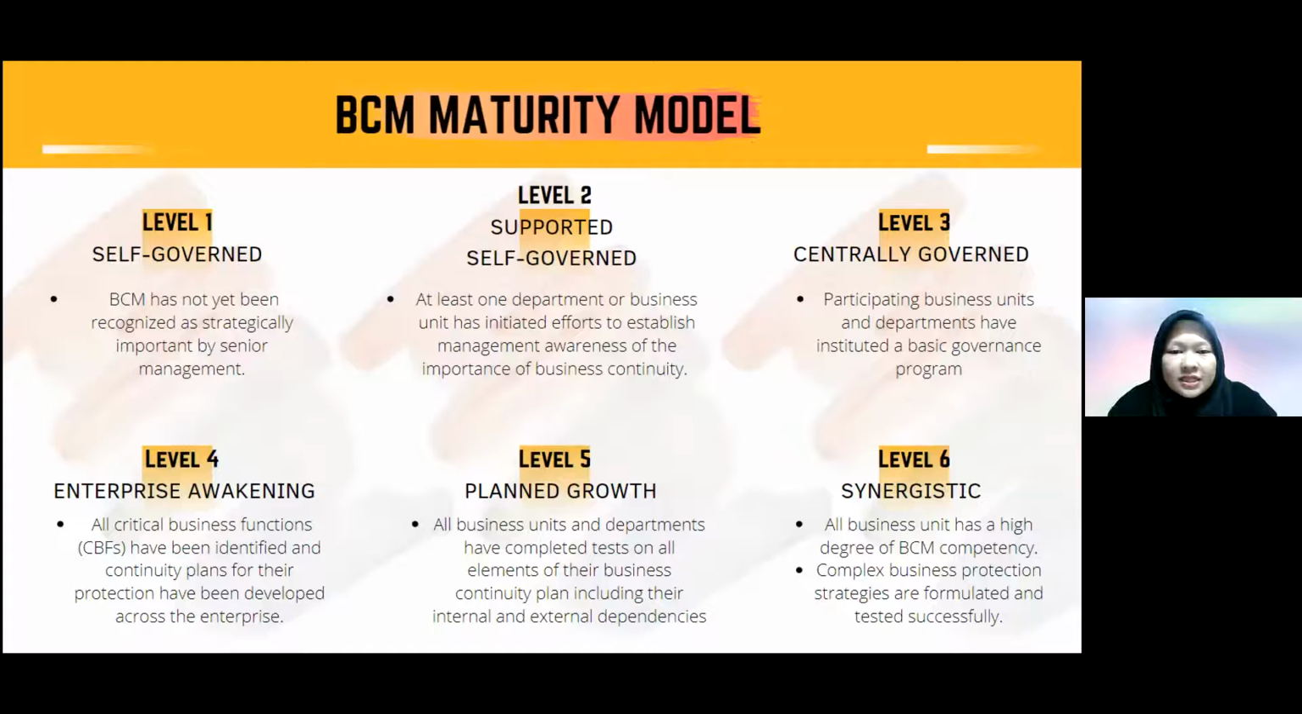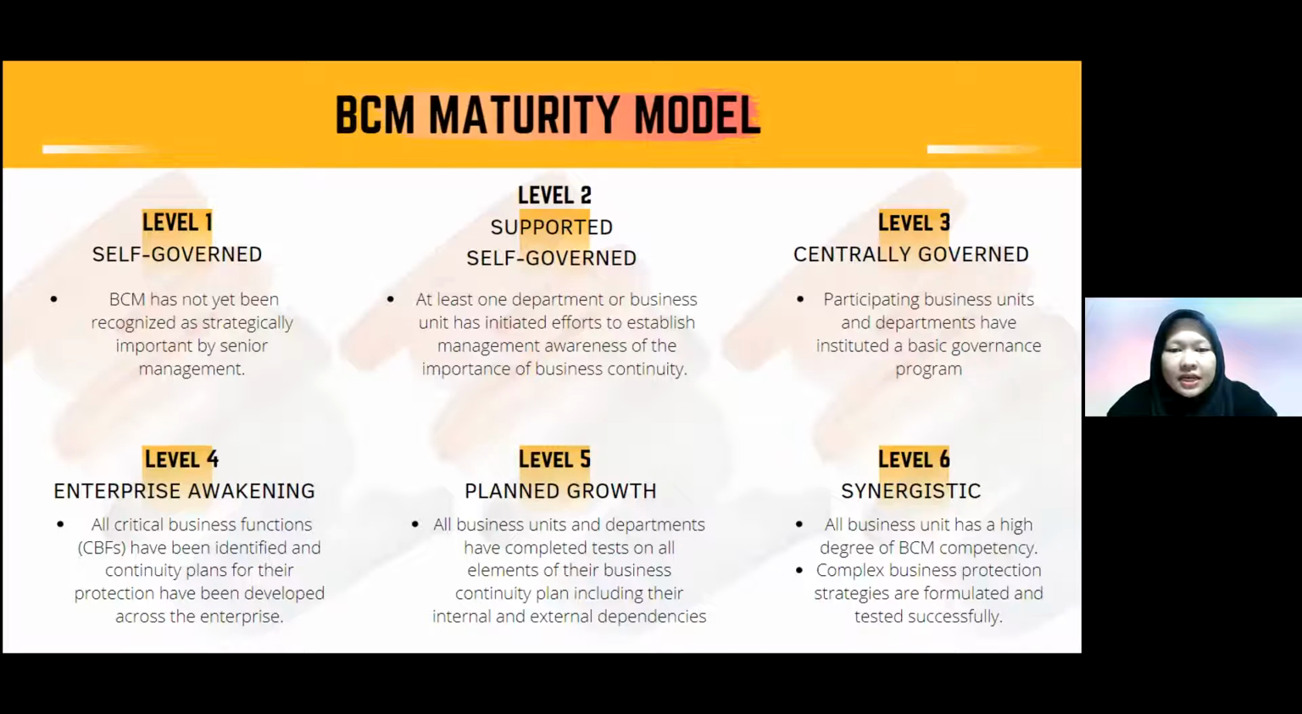And the second level is supported self-governance. The business will reach this level if at least one department or business unit has initiated effort to establish management awareness of the importance of business continuity. A few functions or services have developed and maintained business continuity plans within one or more business continuity disciplines, such as incident management, technology recovery, security management, and business recovery.